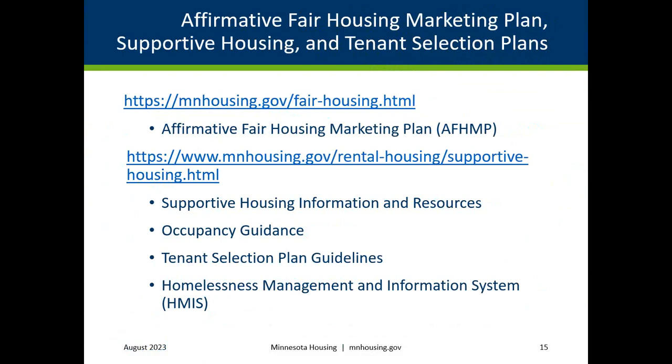For properties that are supportive housing or have units set aside for people who meet Minnesota Housing's definition of long-term homeless or high-priority homeless, refer to the Supportive Housing Information and Resources publication for occupancy guidance, including tenant screening, selection and retention plans, lease-up, vacancies, Homeless Management and Information System, HMIS, reporting requirements, and determining tenant rents in supportive housing. You can find links to these resources on the Supportive Housing webpage, which is linked on this slide.